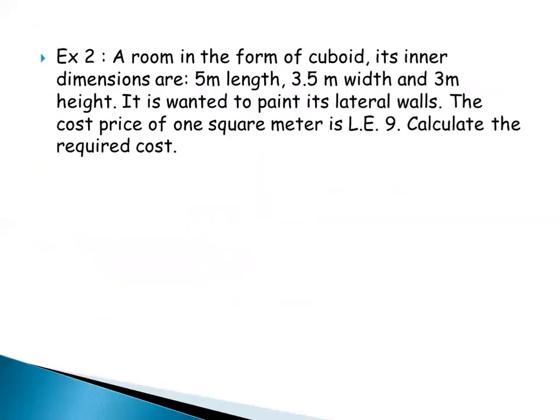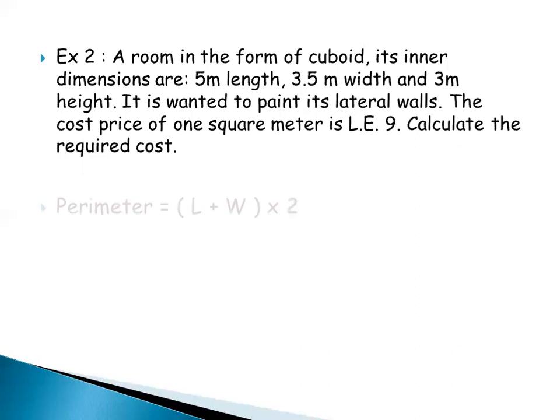Exercise 2. A room in the form of a cuboid. Its inner dimensions are 5 meter length, 3.5 meter width, and 3 meter height, and it's wanted to paint its lateral walls. The cost price of 1 square meter is 9 LE. Calculate the required cost. I want to paint lateral walls only.